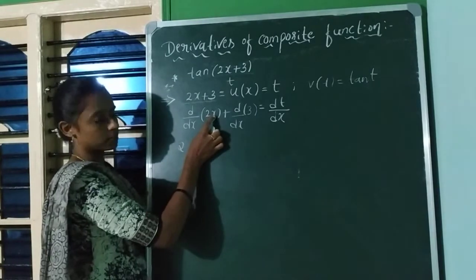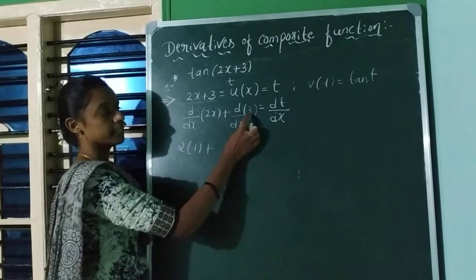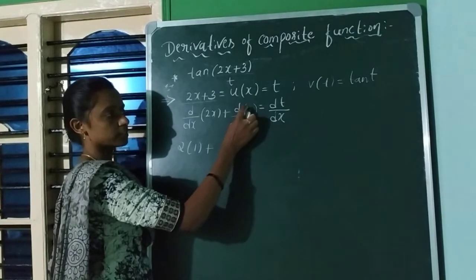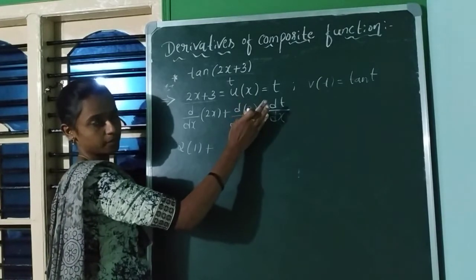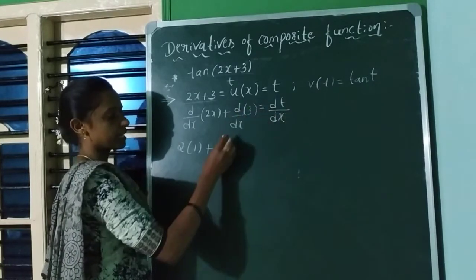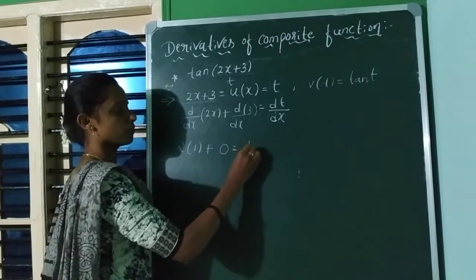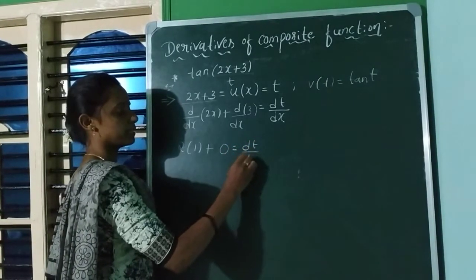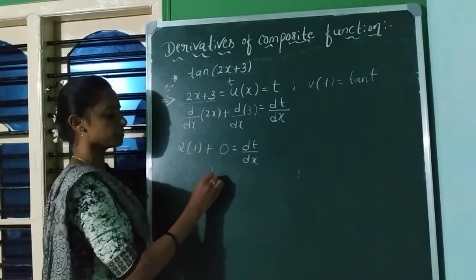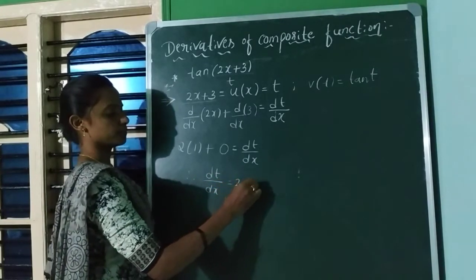Derivative of x with respect to x is 1, plus the derivative of a constant. Here a constant is nothing but some real number, so there is no variable. In that case, the derivative of such a constant is 0. Hence we can write dt by dx is equal to 2.